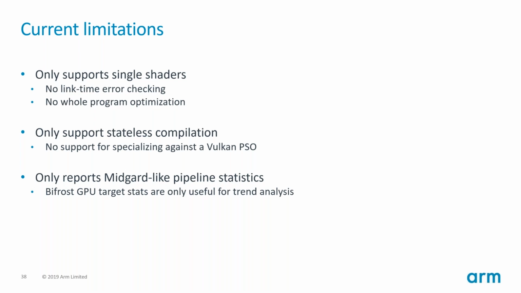And currently it reports Midgard-like pipeline statistics. So it assumes you have an arithmetic pipeline, a load store pipeline, and a texture pipeline. The Bifrost hardware doesn't quite work that way, so the statistics the tool gives are useful for trend analysis, but the absolute values aren't necessarily representative. That's something we'll be fixing in a future release.